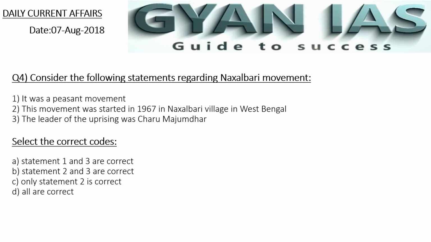It was definitely a peasant movement, and this movement began after the 1967 elections in the Naxalbari village of West Bengal when the Left-leaning Communist Party came into power, and the leader here was Charu Mazumdar. Hence, all the options here are correct. Option D is the correct answer.